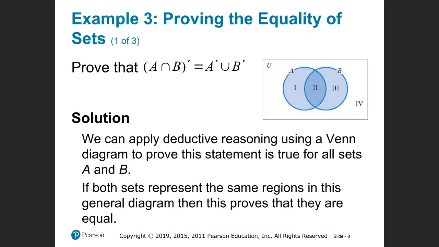In example 3, we're proving the equality of sets. So we want to prove that the complement of A intersect B is equal to the complement of A union complement of B. Notice that one is intersection, the other is union. We can apply deductive reasoning using a Venn diagram to prove that the statement is true. If both sets represent the same regions in the diagram, then this proves that they are equal. And that's exactly what we're going to do.